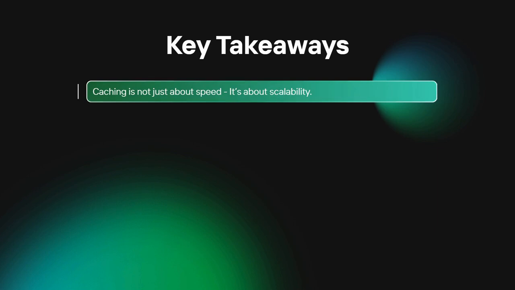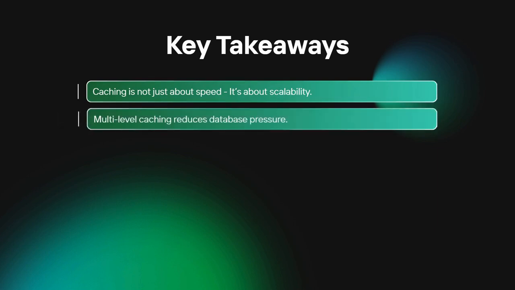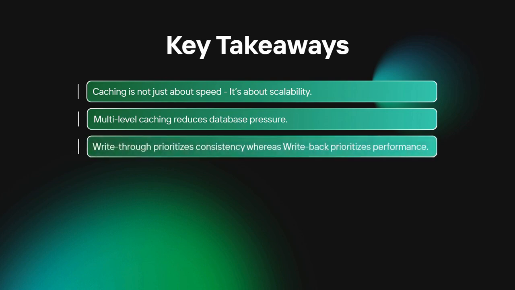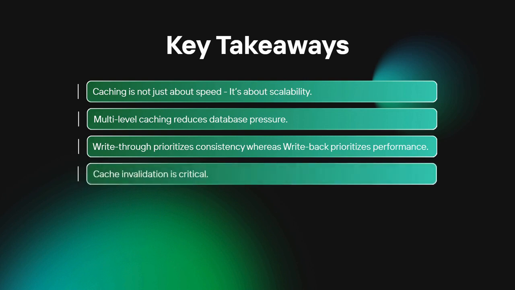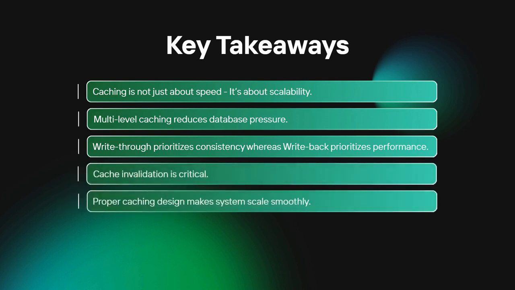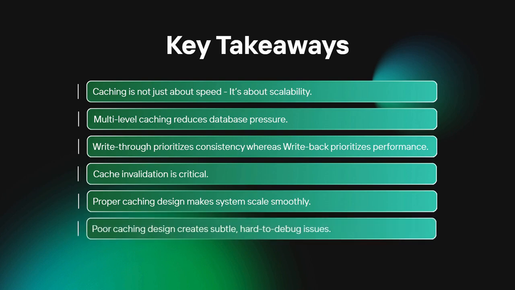So today, we learned caching is not just about speed, it's about scalability. Multi-level caching reduces database pressure. Write-through prioritizes consistency while write-back prioritizes performance. Cache invalidation is critical. If you design caching properly, your system scales smoothly. If you design it poorly, you create subtle, hard-to-debug issues.